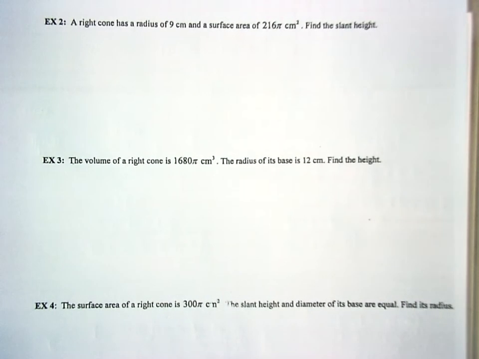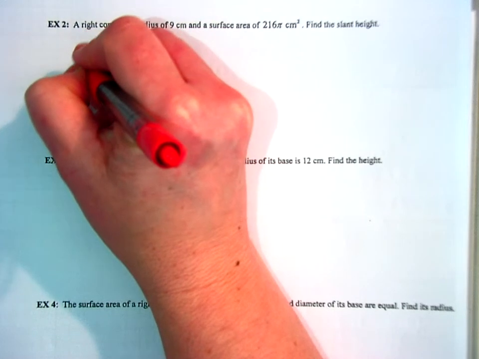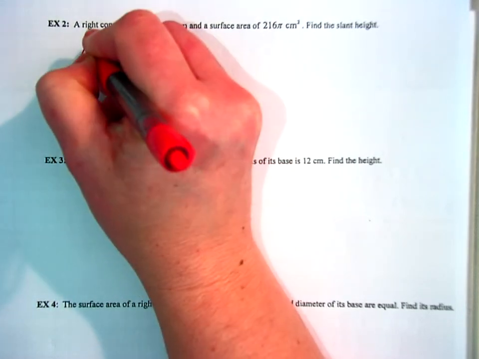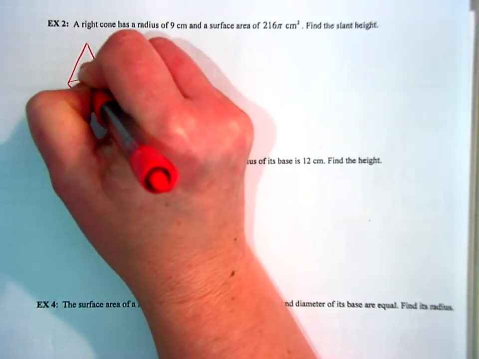All right, a right cone has a radius of 9 centimeters and a surface area of 216 pi centimeters squared. Find the slant height. So let's visualize it. You know, I love a visualization. We are in geometry after all. So here is my right cone.